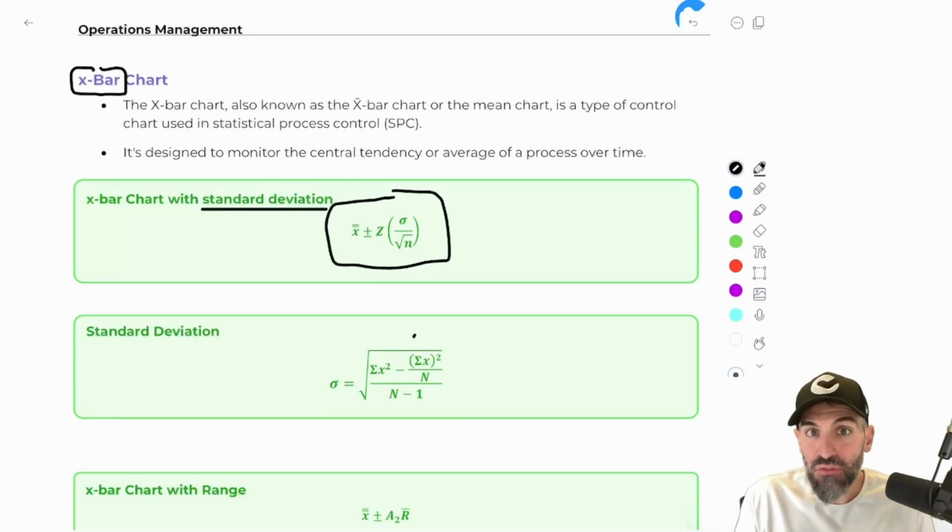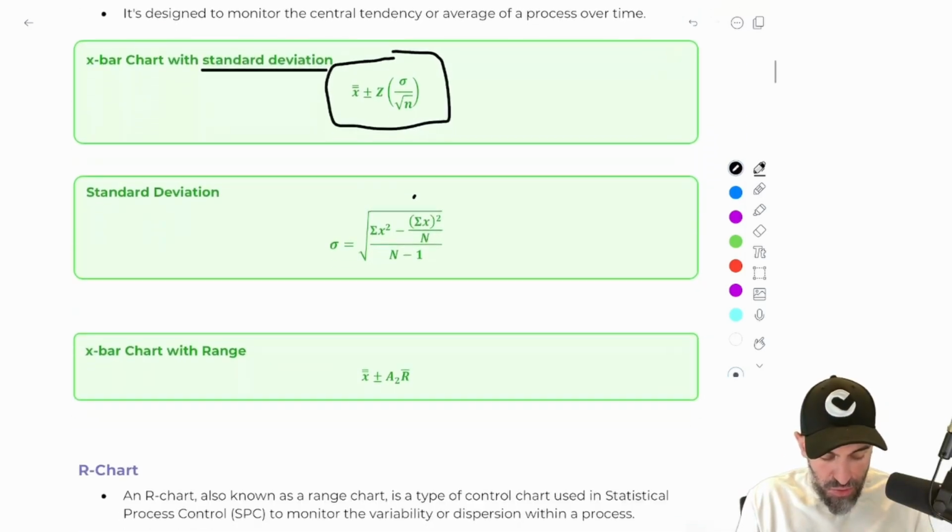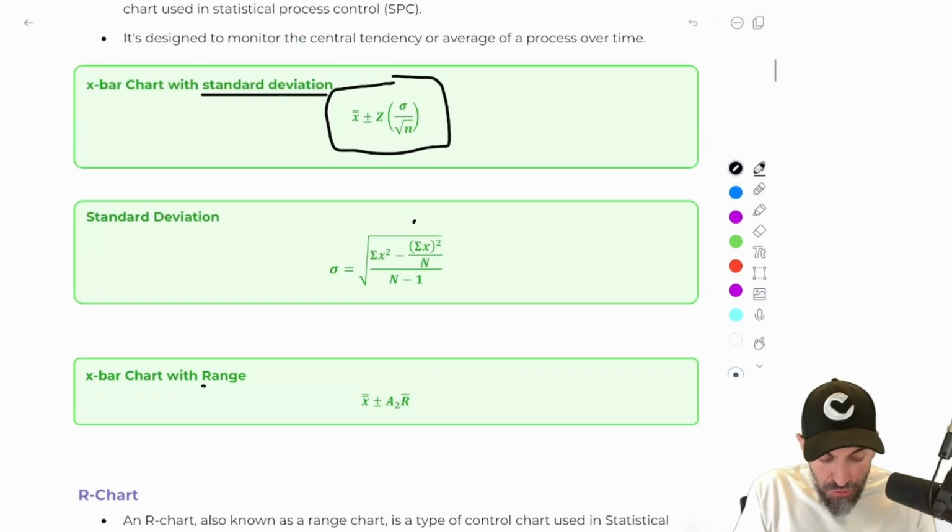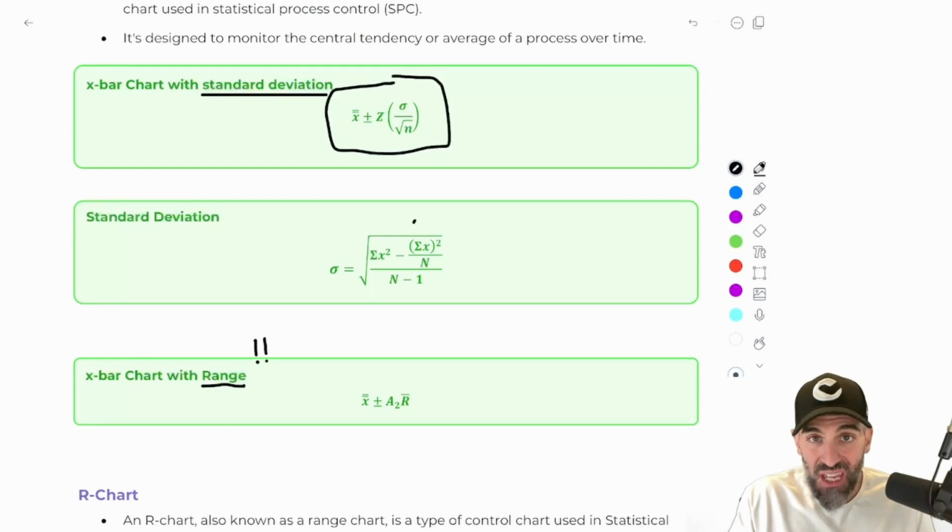It's not likely you'll ever need to use it, but if ever you were asked to find the standard deviation, this is how you would do it. Otherwise, if you don't have the standard deviation, and I would say this one is far more likely to be the case, it just tends to come up more on exams, there's another way to find the Xbar chart control limit, and that is using the range.